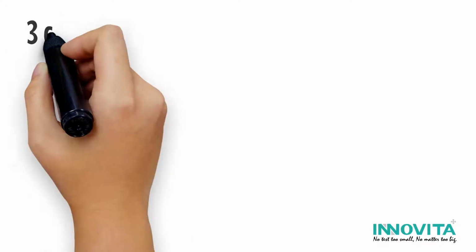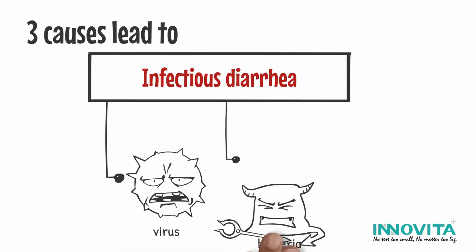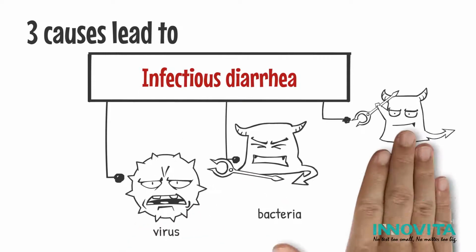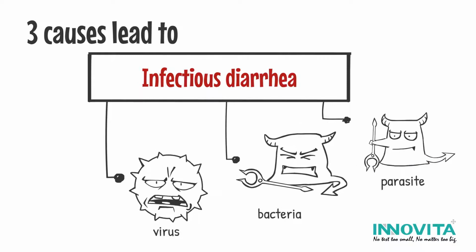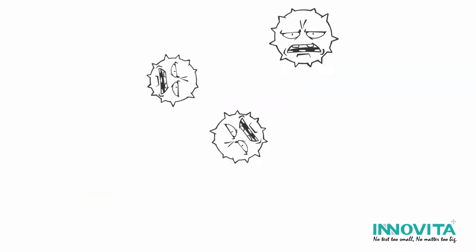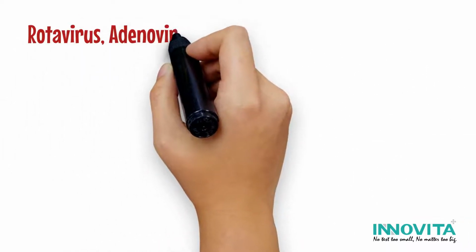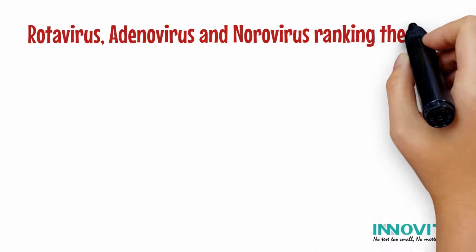The study found that there are 3 causes that lead to infectious diarrhea, namely virus, bacteria, and parasite. Among them, the virus factor accounts for 50%. Among the many viruses that cause infectious diarrhea, Rotavirus, Adenovirus, and Norovirus rank the top 3.